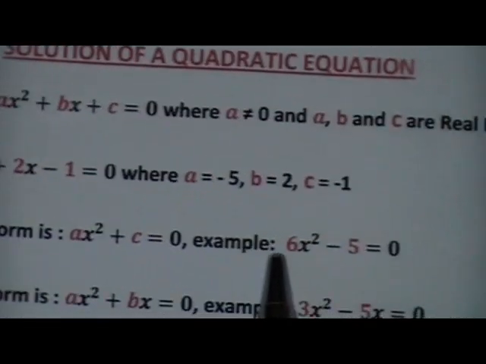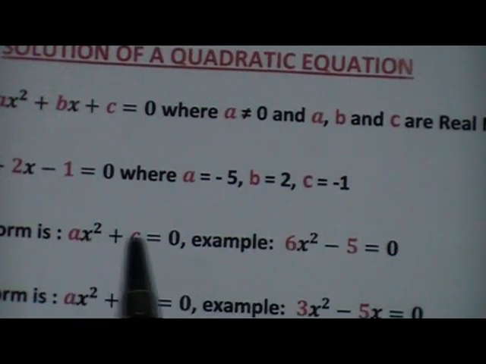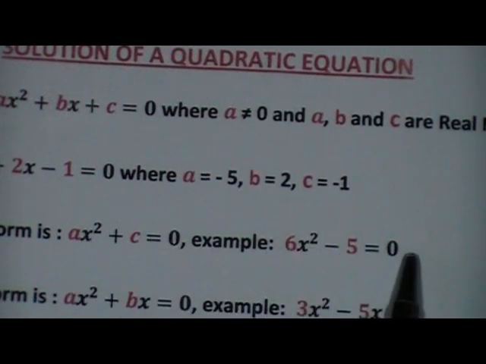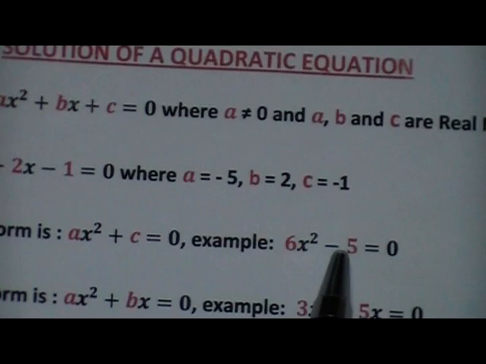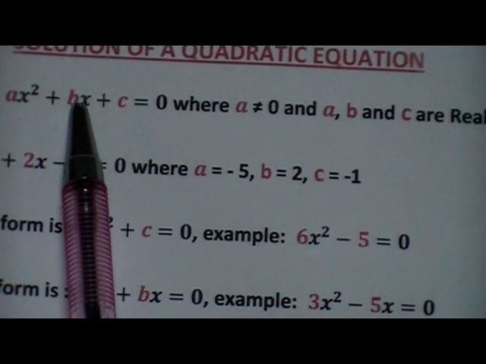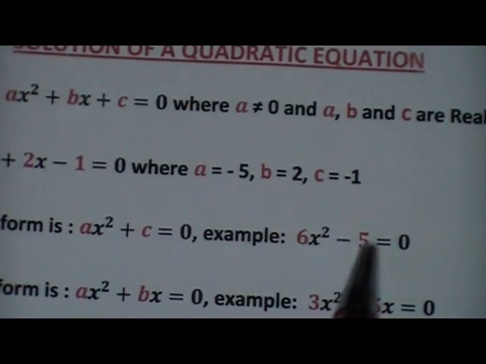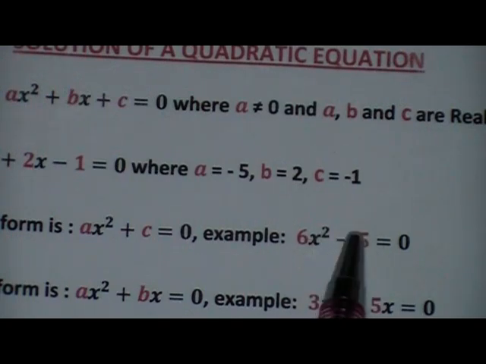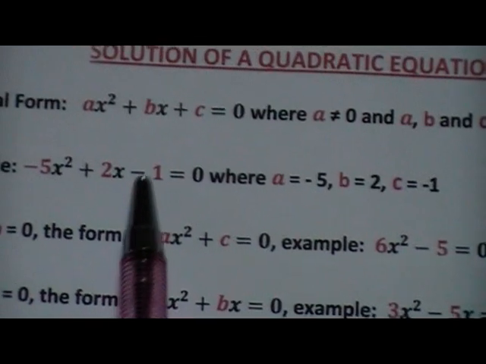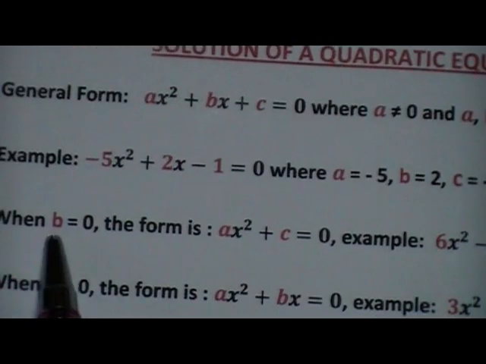And we have an example here: 6x squared minus 5 equals 0. Notice we have the x squared term, or the quadratic term, but we do not have a linear term, the x term that is. We only have a constant term. We have an x squared term and a constant term, but not the x term, because b is equal to 0.